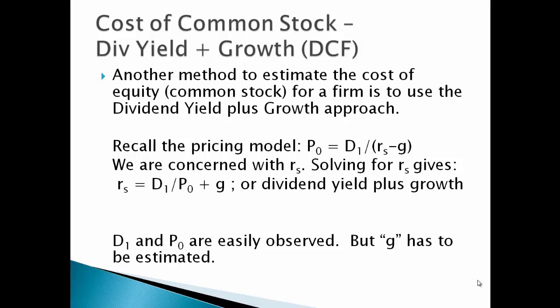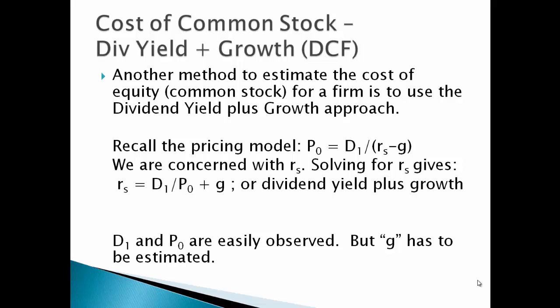So the rationale behind this method is to take that pricing model where we have the price today, P sub 0, equal to the next period's dividend, D1, divided by R sub S minus G. If we just rearrange and solve for the R sub S that we care about, again, R sub S is the required rate of return on the stock, we get this equation here, where R sub S equals D1 over P0, that's the dividend yield, plus G, which is the growth rate. So hence the name dividend yield plus growth rate.